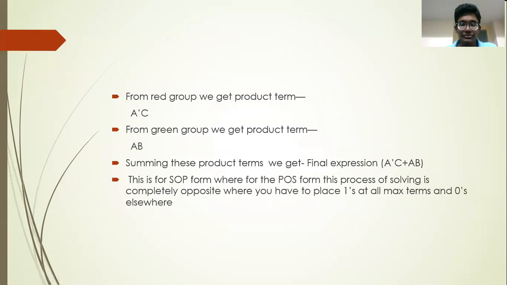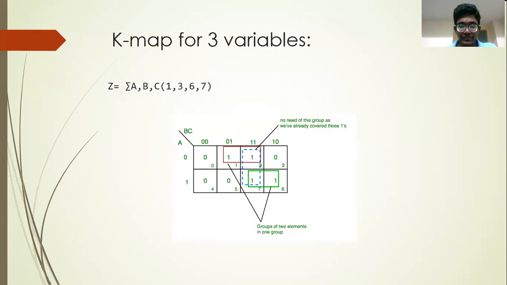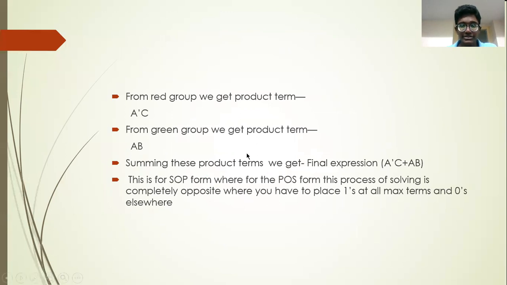And for the green group, we get the product term as A, and here we can see that C is changing. So A is constant and B is constant, whereas C is varying. So we can say that AB. Now summing these product terms, we get the final expression as A dash C plus AB.